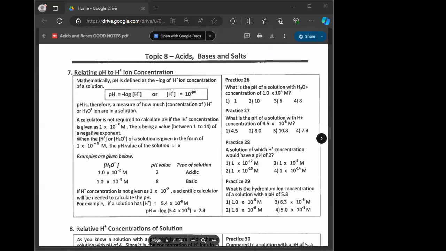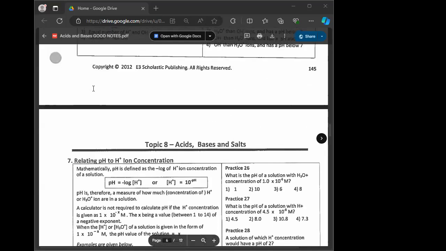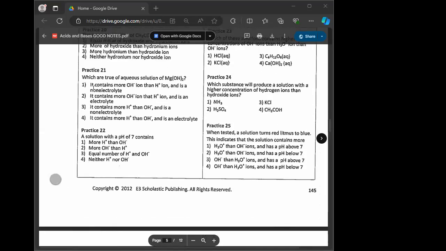So mostly you must just remember the properties of the acids and bases.